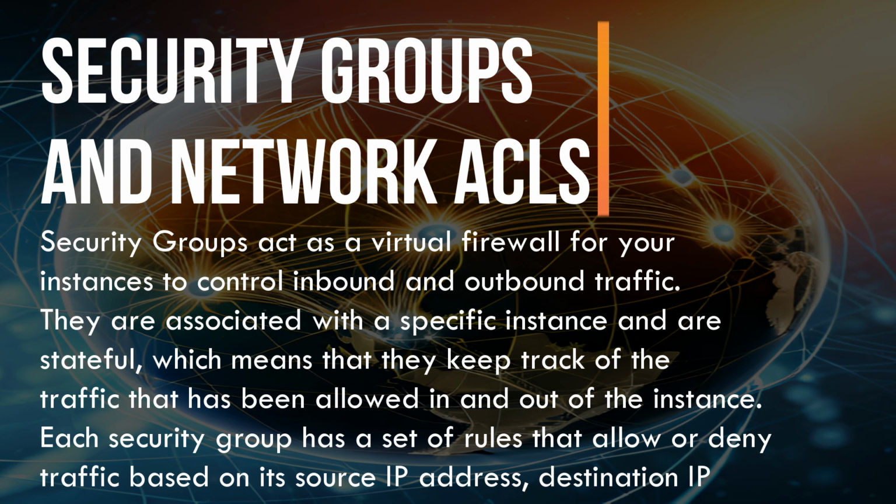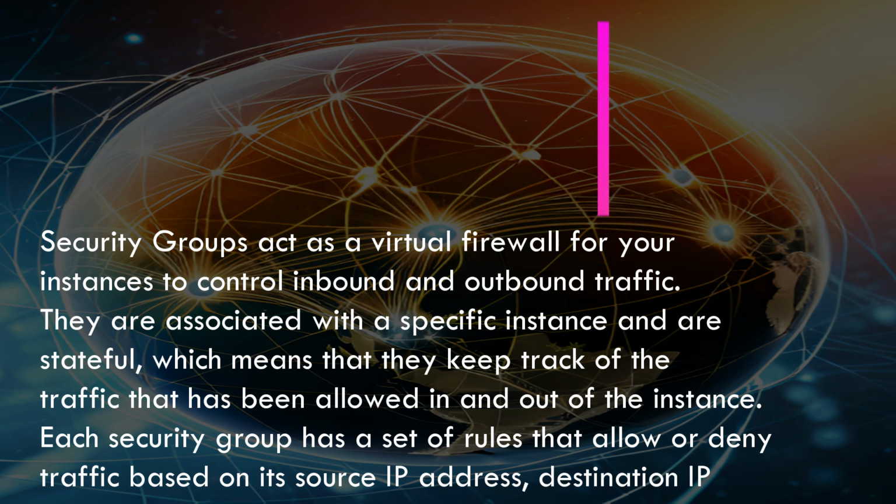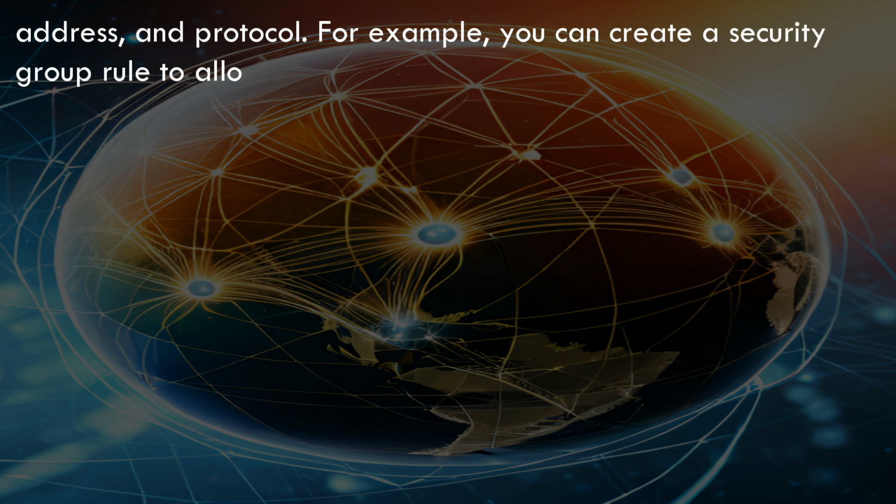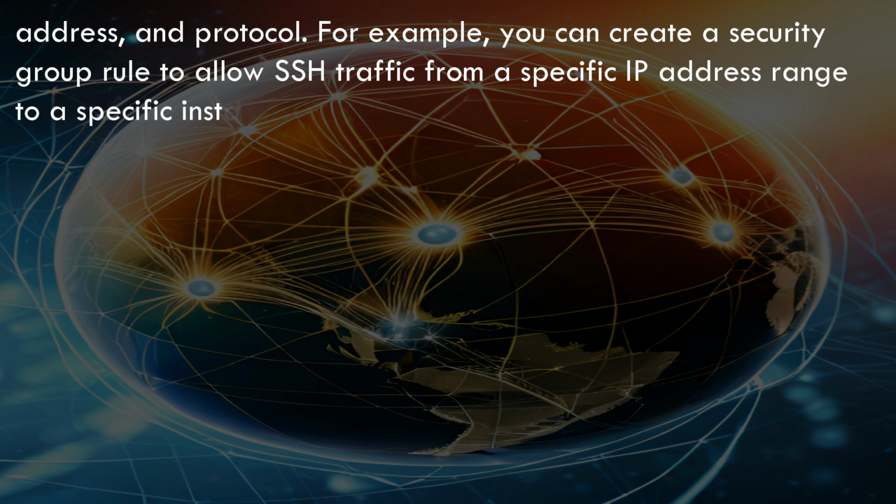Each security group has a set of rules that allow or deny traffic based on its source IP address, destination IP address, and protocol. For example, you can create a security group rule to allow SSH traffic from a specific IP address range to a specific instance.